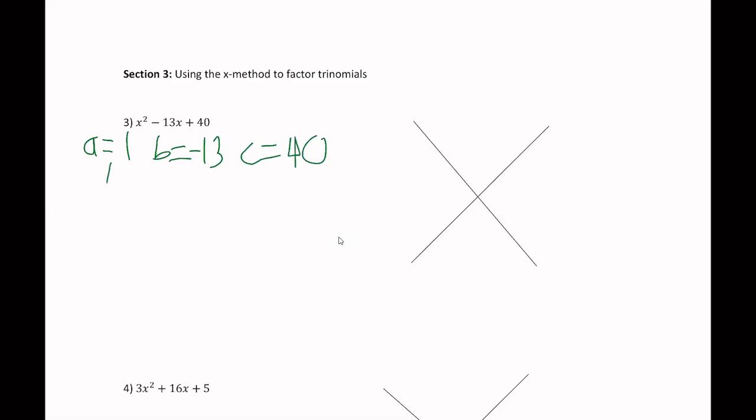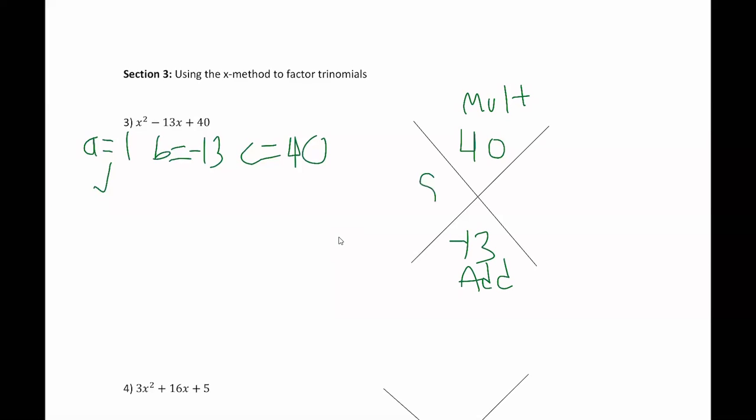So since our A is 1, technically you do A times C. This would still be 1 times negative 40, which is negative 40. Your B would go on the bottom. So we're trying to think of something that multiplies to 40 and adds up to negative 13.